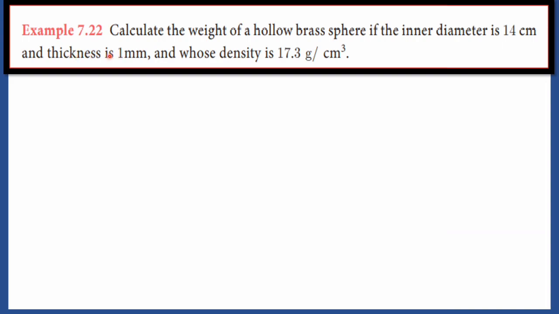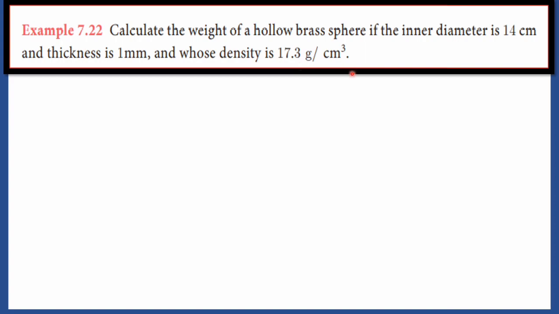Example 7.22. Calculate the weight of a hollow brass sphere if the inner diameter is 14 centimeter and thickness is 1 millimeter. Here note down, diameter is in centimeter, thickness is in millimeter. So we have to convert this millimeter into centimeter, and whose density is 17.3 gram per centimeter cube.